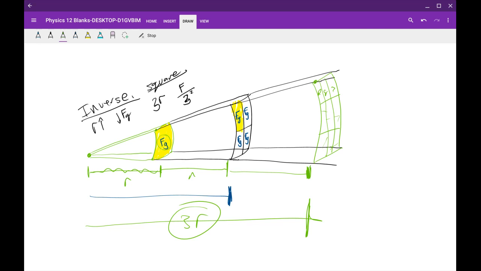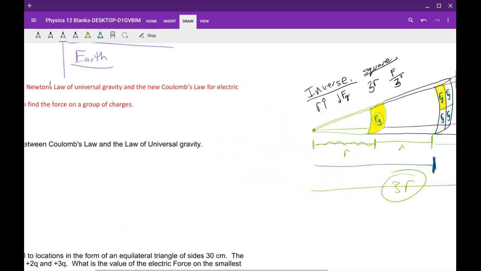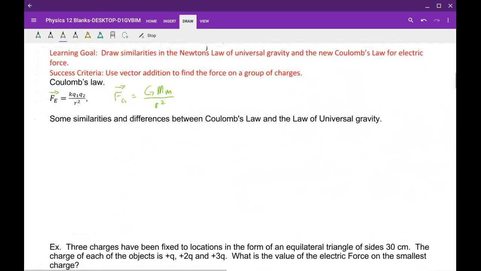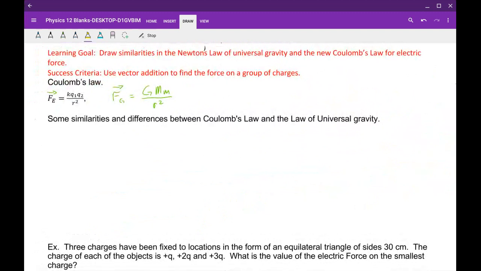Anyway, that explains the inverse square law. So back to the original question: what are some similarities and differences between Coulomb's law and universal gravity? Well, they both obey the inverse square law. And so there you have it. There's Coulomb's law. I forgot to even mention what Coulomb's law is. I think everybody's studied it in Physics 11, but let me do a quick recap. It's essentially the electrical force between 2 charges.